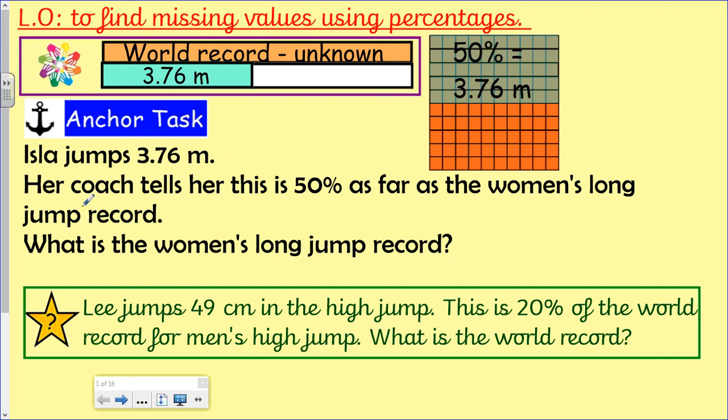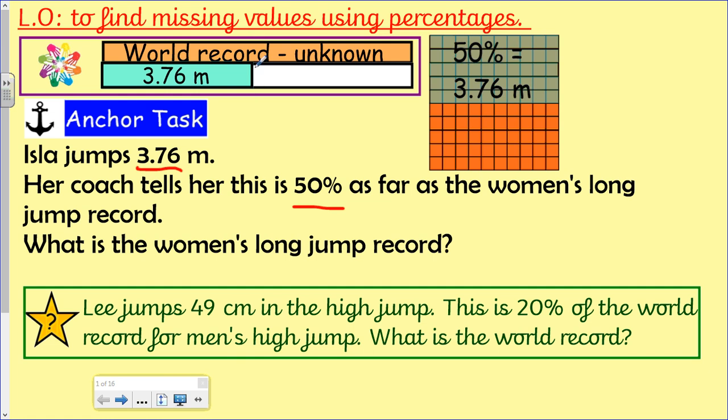So anchor task. Isla jumps 3.76 meters. Her coach tells her this is 50%. Sorry, let's underline that. This is 50% as far as the women's long jump record. We need to work out what is the women's long jump record. So I've done you 2 diagrams to try and explain this. So Isla jumps 3.76 meters and her coach says that's 50% as far as the women's long jump record.